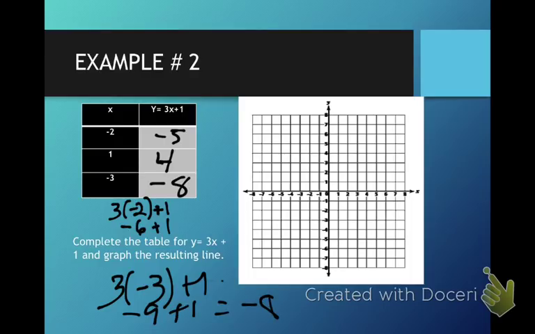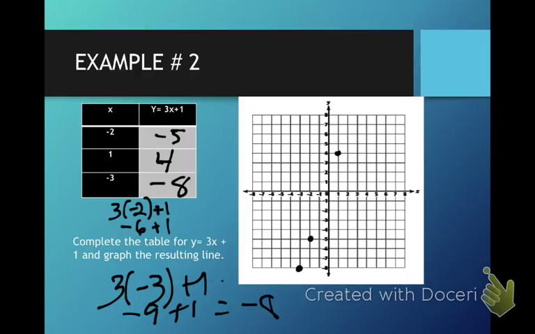I'm going to go ahead and plug those points in. Negative 2, negative 5. Down here in the bottom left. 1, 4. 1 and 4 is way up here. And negative 3, negative 8, which is way down here.